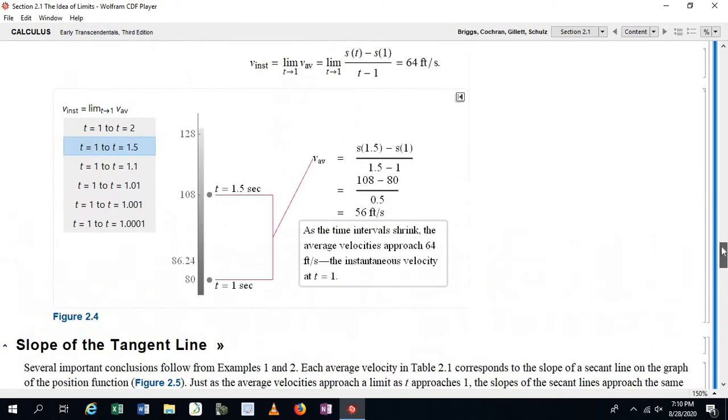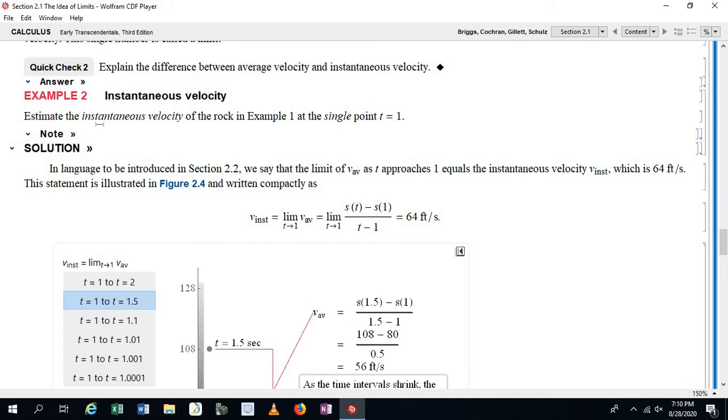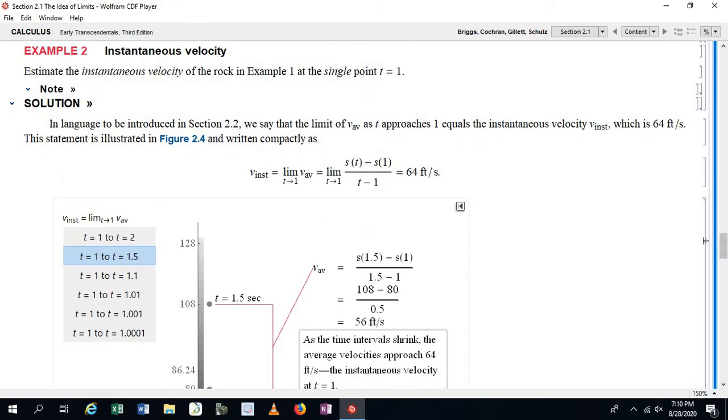Okay, so what we're going to do to estimate the instantaneous velocity of this rock when t is equal to 1 is we're actually going to find the average velocity between t is equal to 1 and some time a little bit larger than that. Okay, so let's find the average velocity between t is equal to 1 and let's say t is equal to 2.